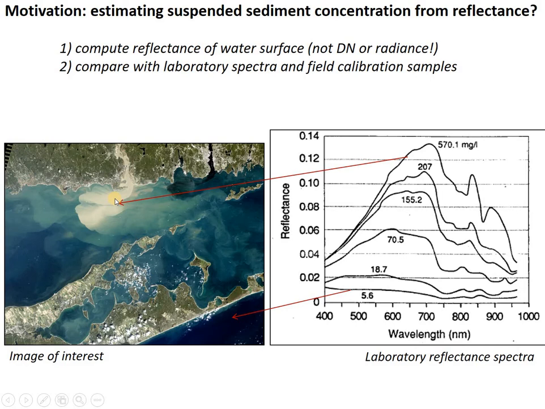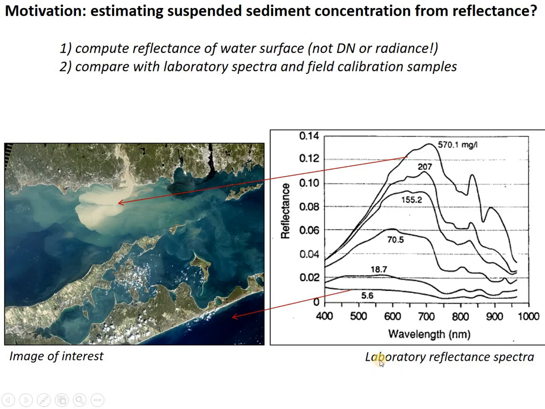One way to do that would be to compare reflectance spectra that you extract from an image with reflectance spectra of turbid water that you measured in the lab. So here's an example of reflectance spectra for different turbidities, or different concentrations of suspended sediment. And you can see they're different. So if you could quantitatively compare those with spectra you extract from the image, you could estimate suspended sediment concentration. Now, you can't do that with radiance, right?